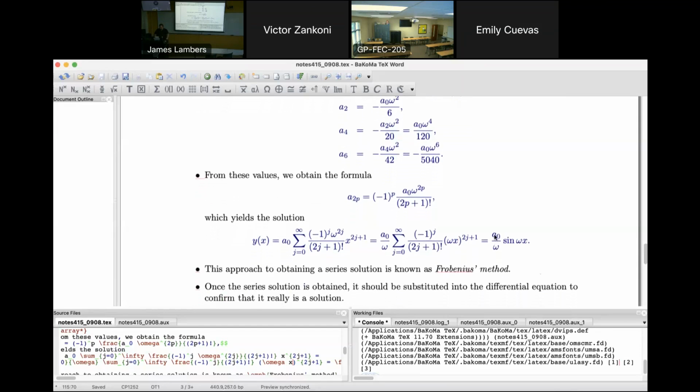Okay. Once you have this, definitely substitute it into the differential equation to make sure it really is satisfied. There are many, many opportunities to make a mistake in a process like this. That's why I did not do very many homework problems.